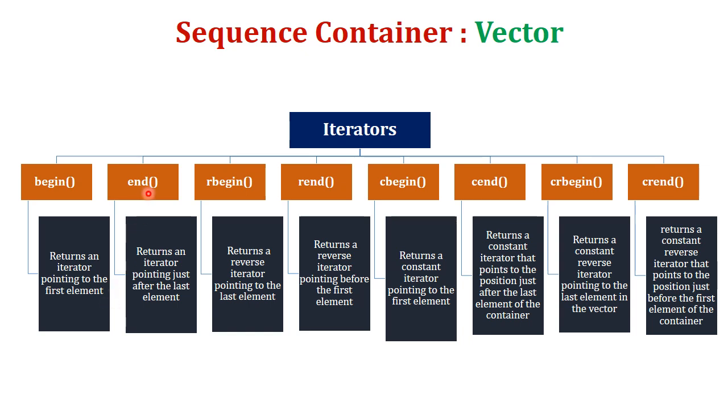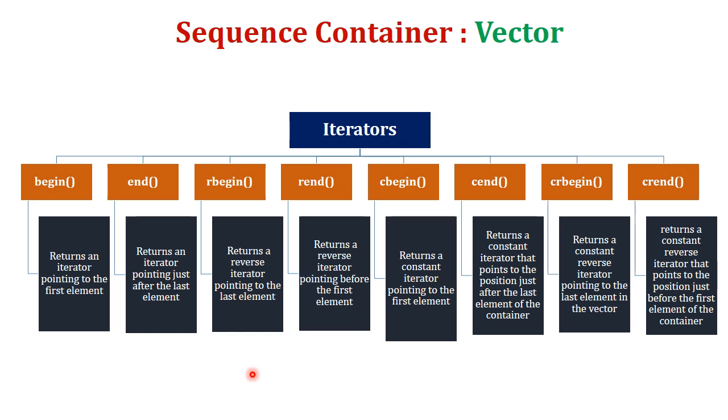And next one is end. It will return the iterator pointing to just after the last element. And next one is rbegin. It will return the reverse iterator which will point to the last element. And next one is rend. It will return the reverse iterator which will point to before the first element. And next one is cbegin. It will return the constant iterator. It will point to the first element.